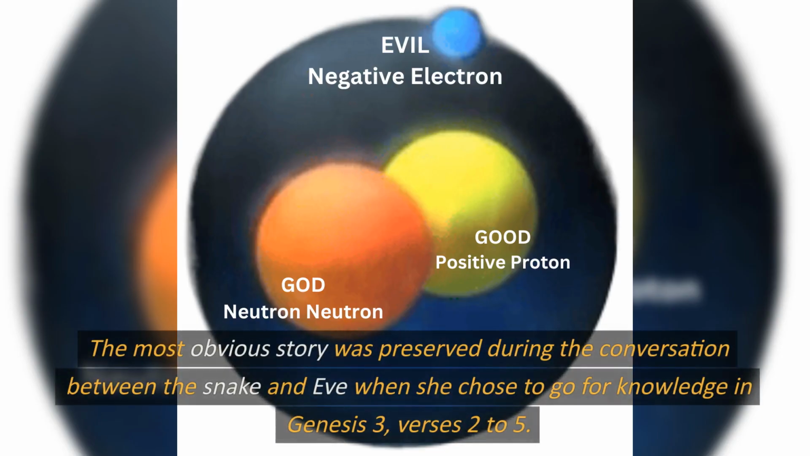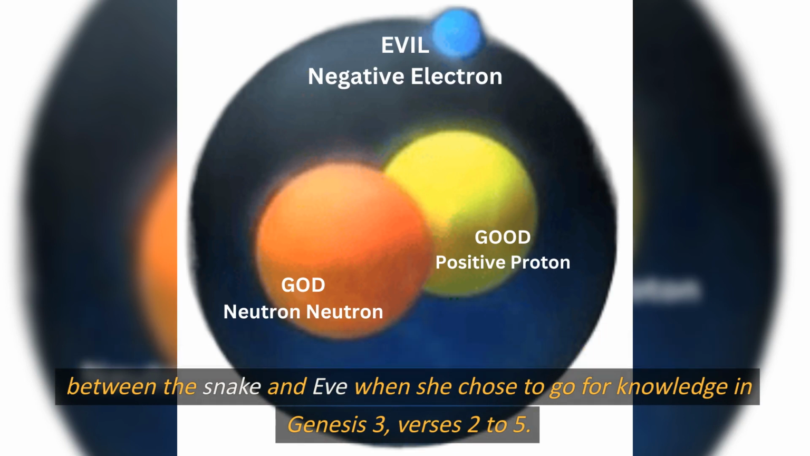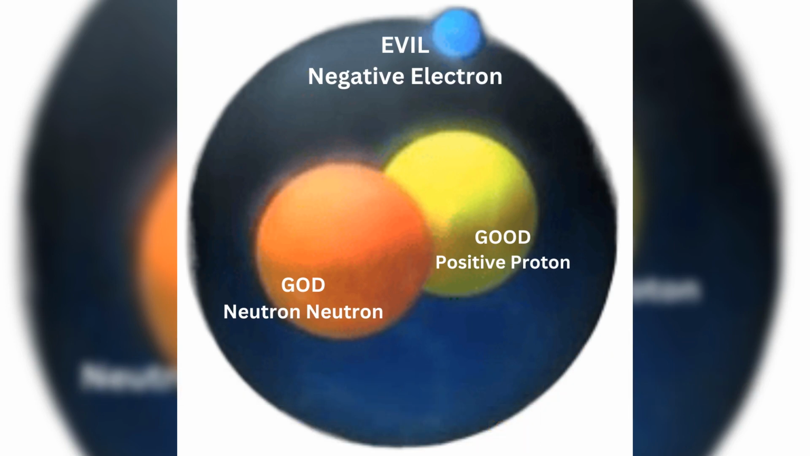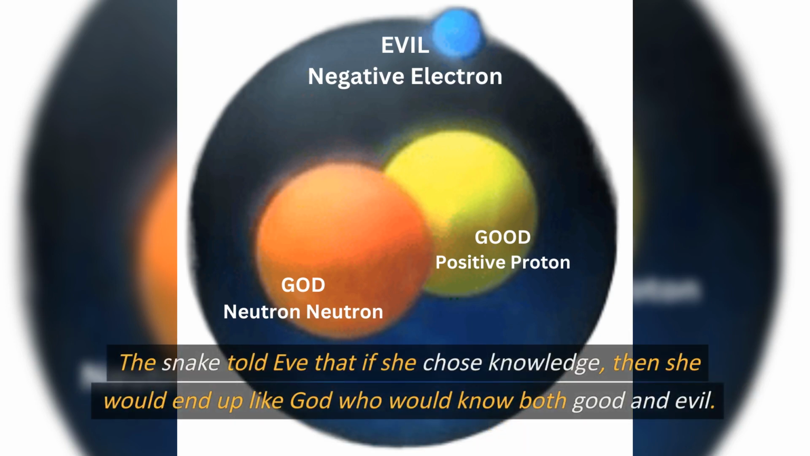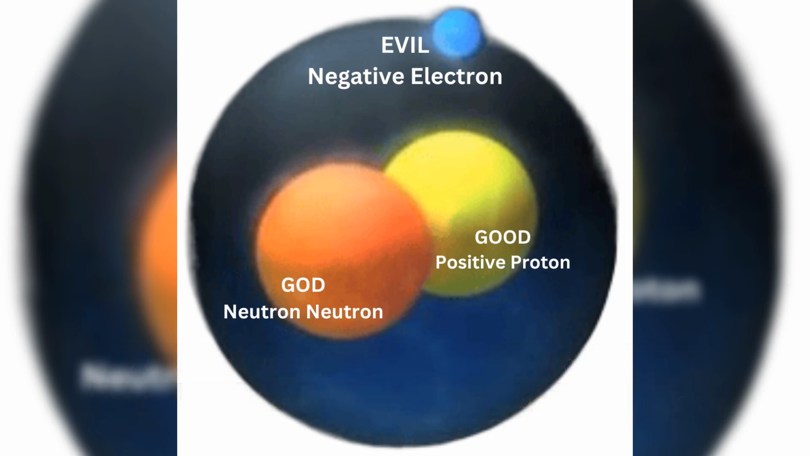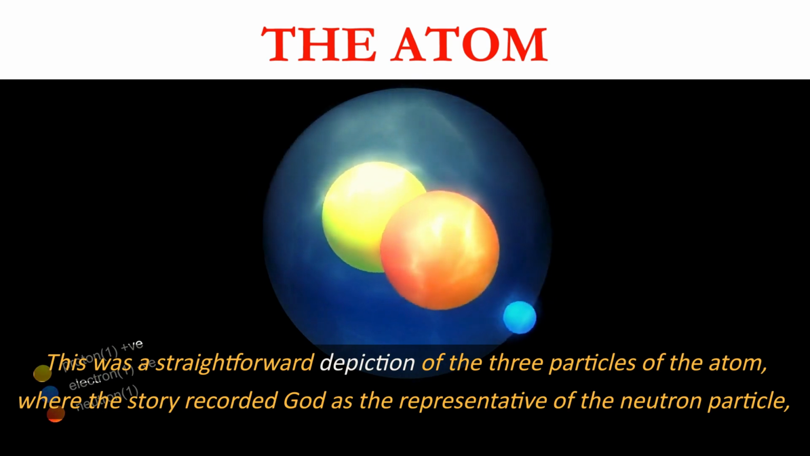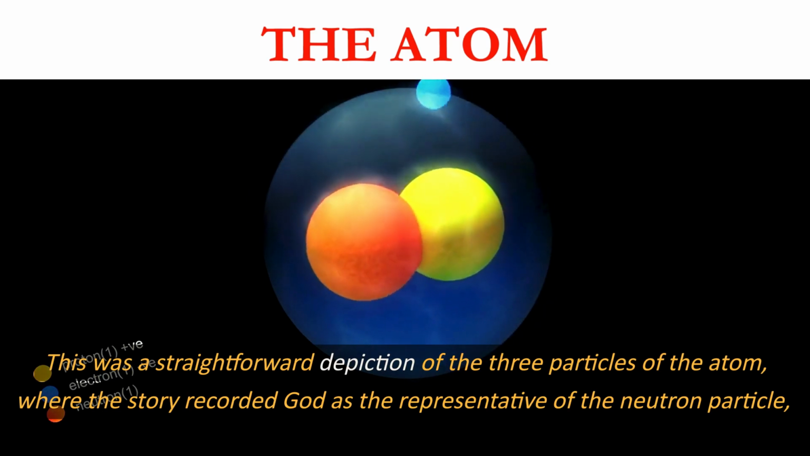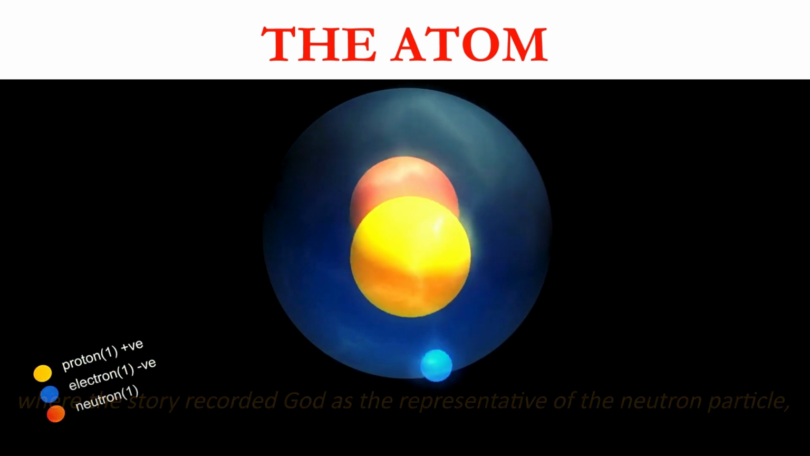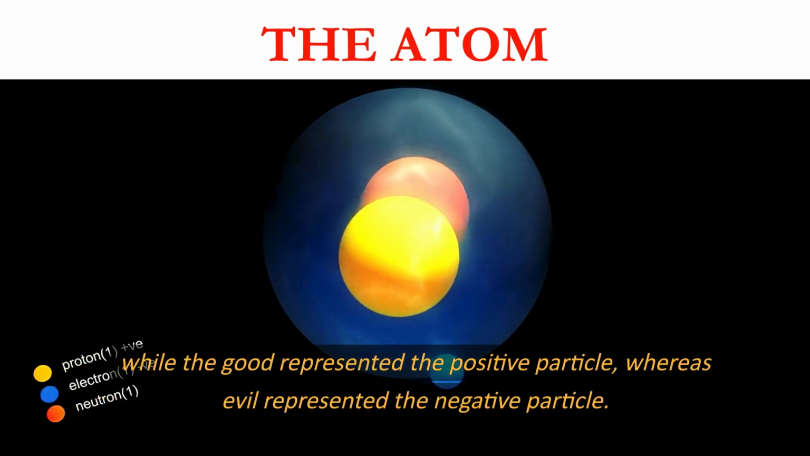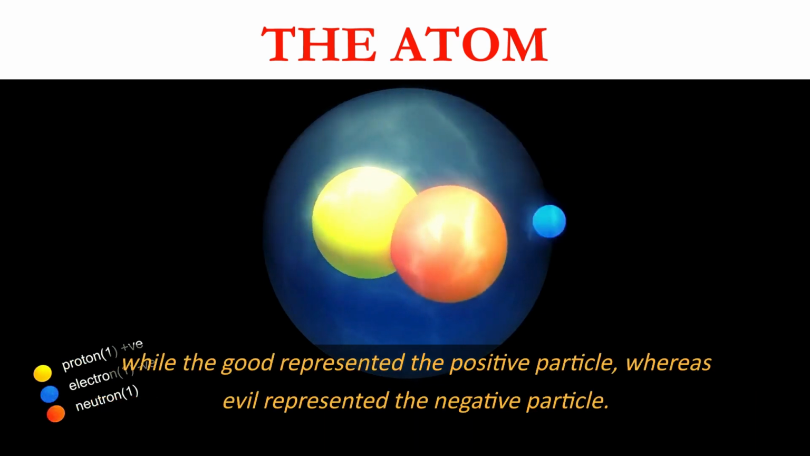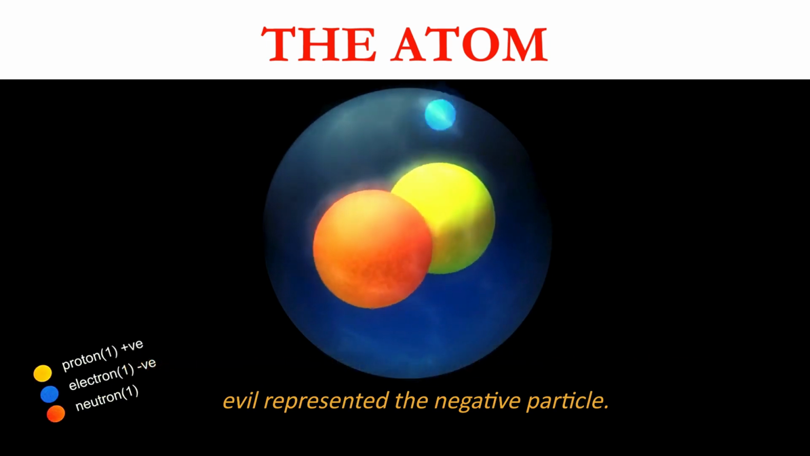The most obvious story was preserved during the conversation between the snake and Eve when she chose to go for knowledge in Genesis 3, verses 2 to 5. The snake told Eve that if she chose knowledge, then she would end up like God, who would know both good and evil. This was a straightforward depiction of the three particles of the atom, where the story recorded God as the representative of the neutron particle, while the good represented the positive particle, whereas evil represented the negative particle.